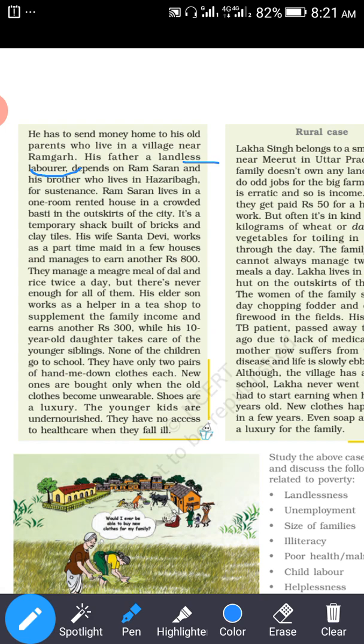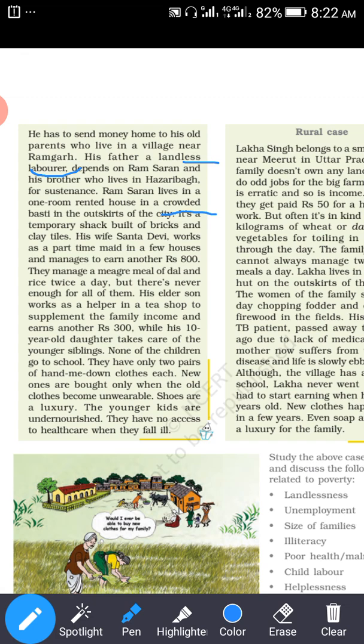the sustenance. Ram Sharan lives in a one room rented house in a crowded basti in the outskirts of the city. And in crowded areas, again it is the reason for different types of disease. The place may become more dirty, and if the places are dirty and not clean, obviously a crowded place may be converted into a polluted area, and it is the reason for a lot of types of disease. Obviously, the family members, what happened? They may face disease.